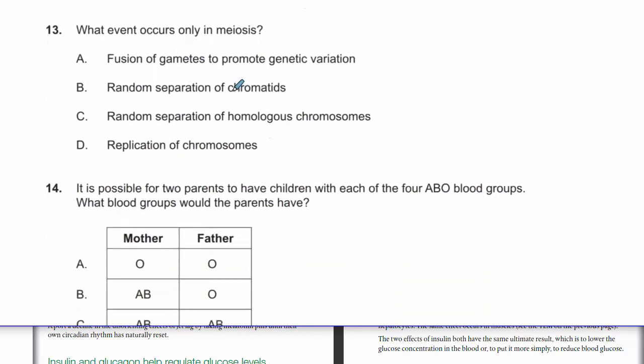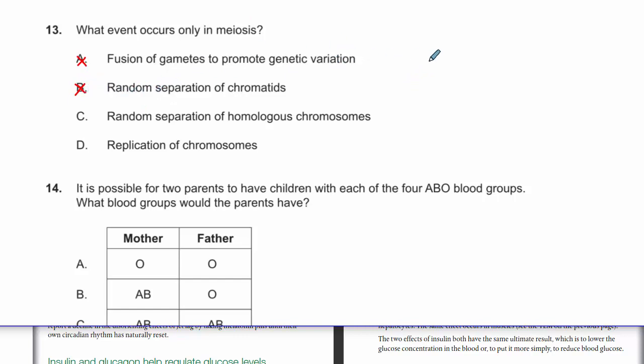13. What event occurs only in meiosis? A. Fusion of gametes to promote genetic variation. So fusion of gametes happens after meiosis. First you make the sex cells, then you see if some of them find their counterpart. So that's one. B. Random separation of chromatids. And, well, this is a hard one to rule out, but it is wrong. I can cross it out.